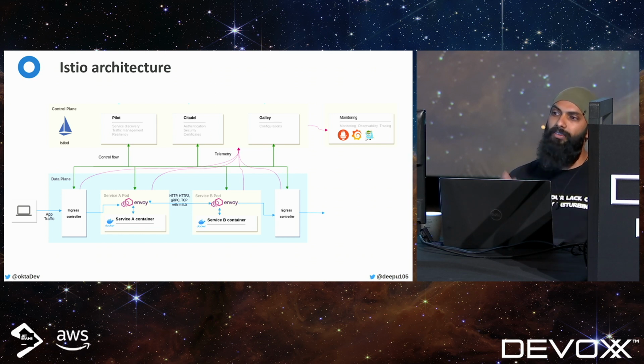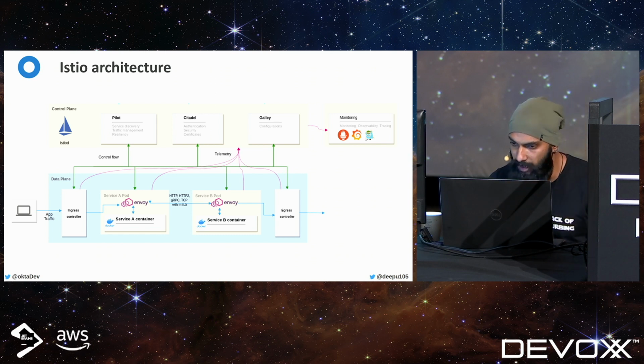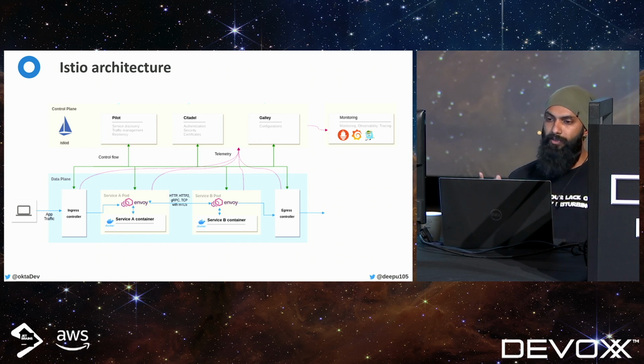And then we have the data plane. The data plane is entirely made up of Envoy proxies. And Envoy is a very high performance proxy. It's written in C++. It's lightweight and distributed. So it controls all the incoming and outgoing traffic that is coming to your mesh, as well as the traffic within the mesh.